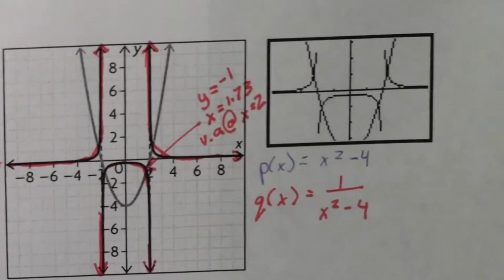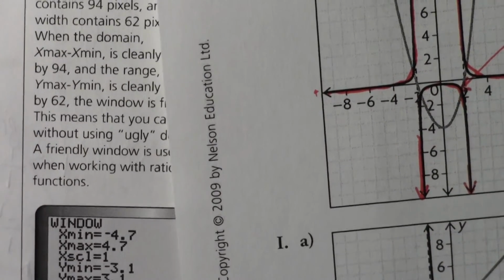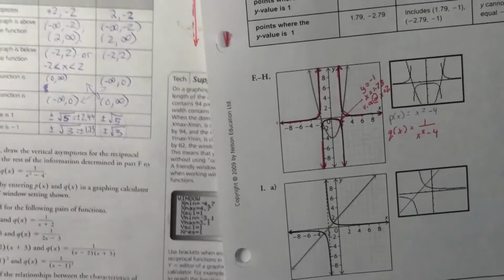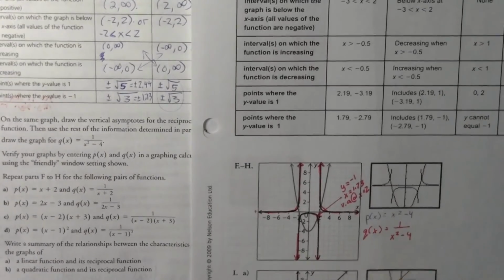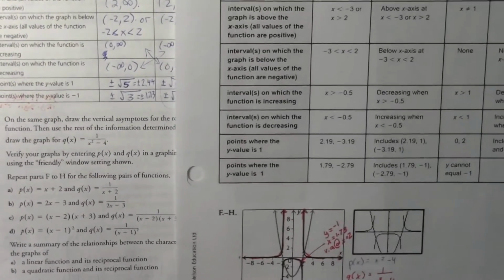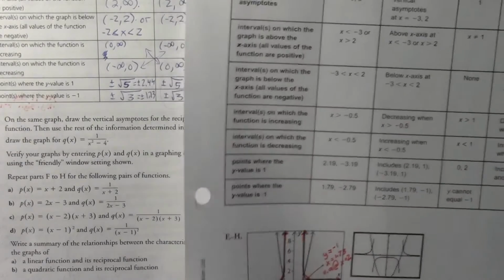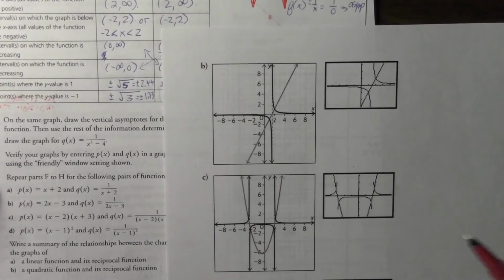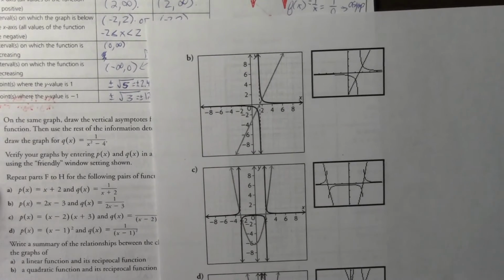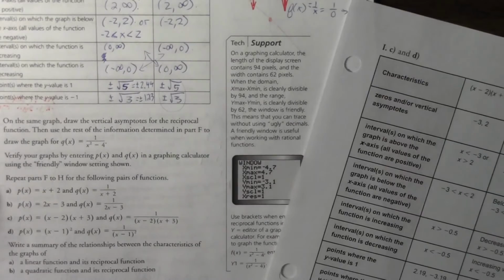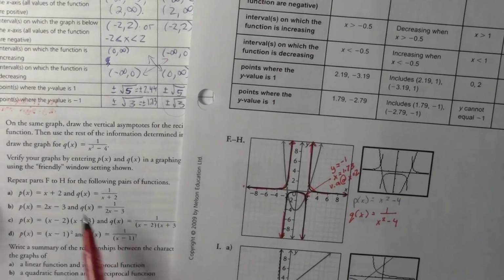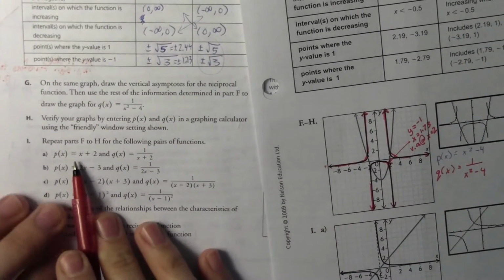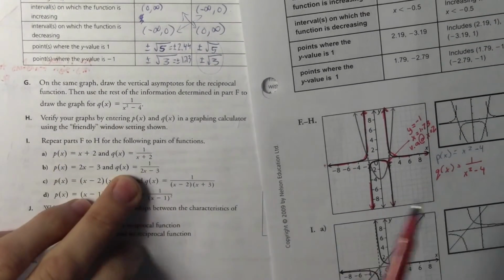Okay? Let's look at here. Okay, we're going to look at the next one here. B. Okay, let's look at this one here. x plus 2 and 1 over x plus 2.